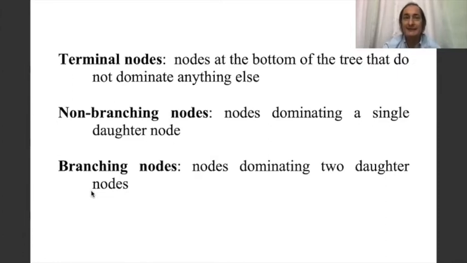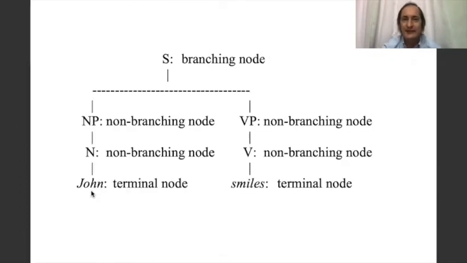A review from last time: we're dealing with syntactic trees. And in syntactic trees, we have three different kinds of nodes. We have terminal nodes. Those are the nodes at the bottom of the tree that don't dominate anything else. We have non-branching nodes. Those are nodes dominating a single daughter node. And we have branching nodes. Branching nodes are nodes dominating two daughter nodes. We can illustrate that here.